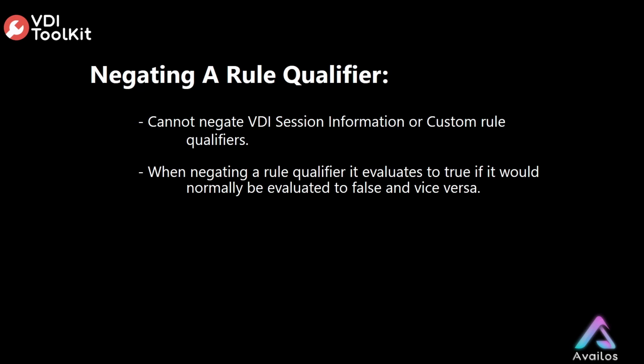Next, I want to talk about negating a rule qualifier. You cannot negate VDI session information or custom rule qualifiers. You should just create another one of those rule qualifiers to meet your need. All the other rule qualifiers you can negate. When negating a rule qualifier, it evaluates to true if it would normally be evaluated to false, and vice versa. An example would be creating a rule that allows USB redirection for an Active Directory group, and then creating another rule denying USB redirection using the same Active Directory group as a rule qualifier, but negating it.